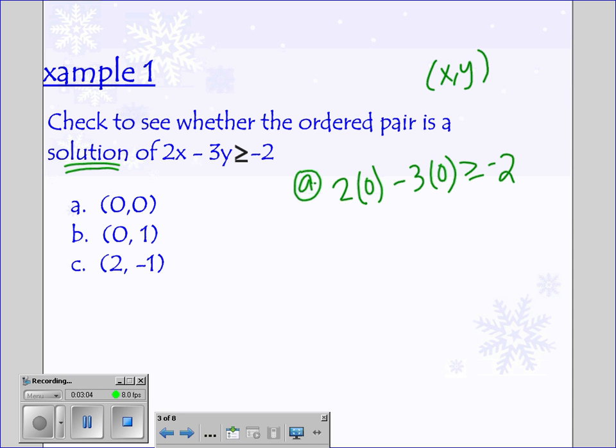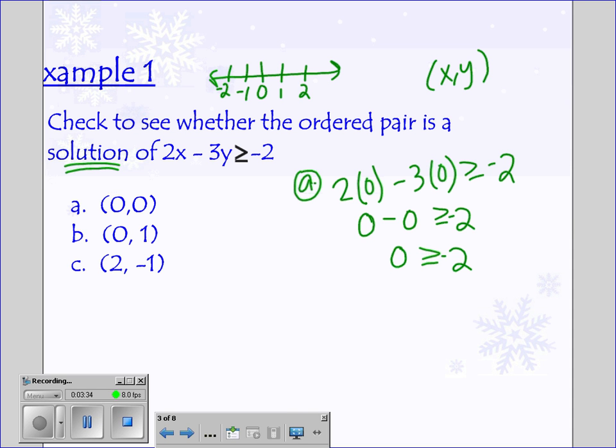So 2 times 0 is 0. 3 times 0 is 0. 0 minus 0 is 0. And I've left out an important part, negative. So we want to know whether or not 0 is greater than or equal to negative 2. Is 0 greater than or equal to negative 2? Okay, let's think about our number line. On our number line, 0's in the middle. Negative numbers are this way. Positive numbers are this way. So is 0 greater than negative 2? Yes, it's bigger than negative 2.